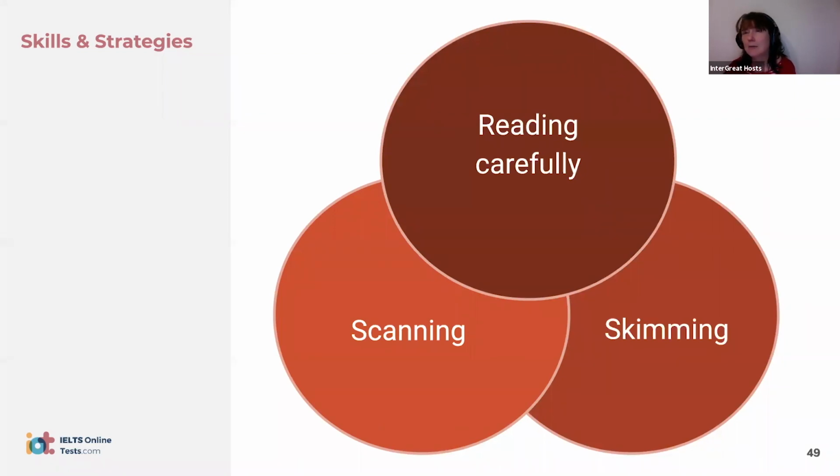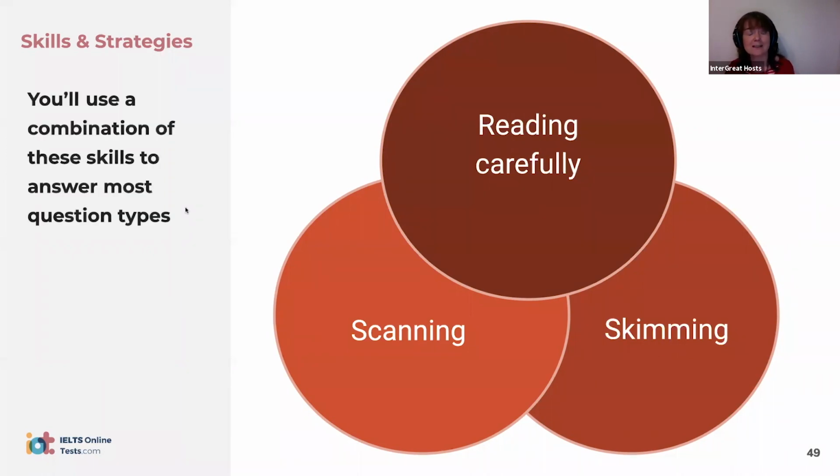And then we have reading carefully. This is something that we really only use for true, false, not given and multiple choice, because you're not just looking for a word. With sentence completion, you're just looking for a word, you scan through for that word, and when you've got it, you can put it in the answer. But for multiple choice and true, false, not given, you have to really understand what they're saying. So you have to spend a little bit more time reading carefully, making sure you've got the right information, okay? That's going to be very important for the true, false, not given today, okay?